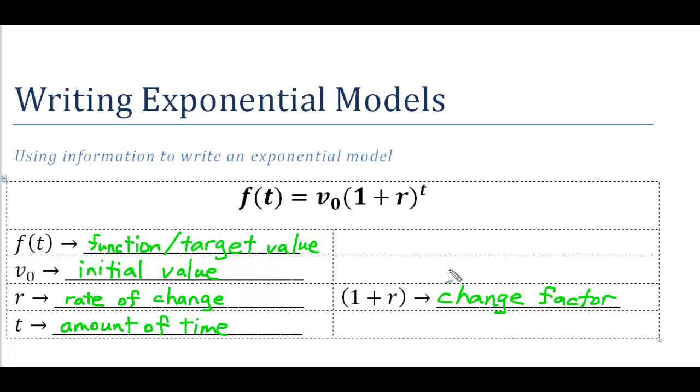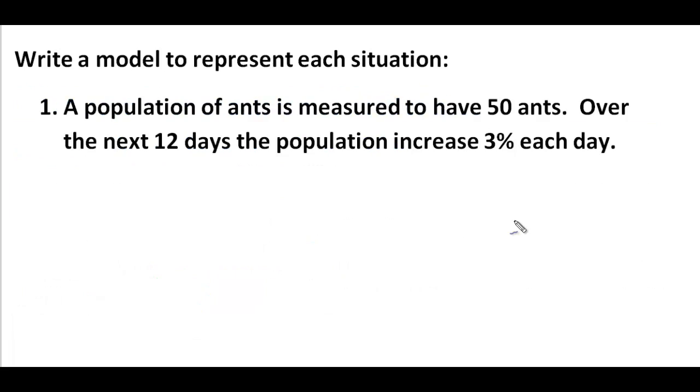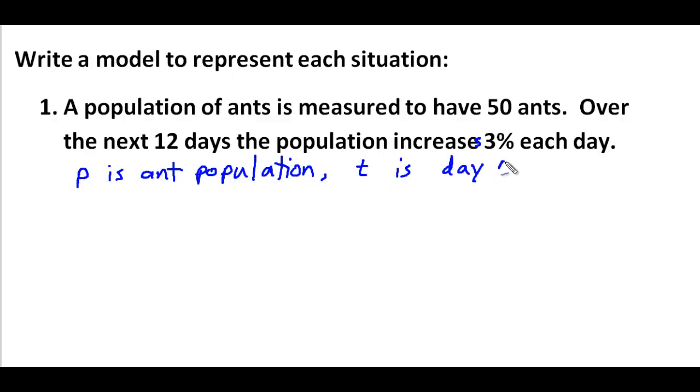So let's look at some examples of these things. Write a model to represent this situation. Population of ants is measured to have 50 ants. Over the next 12 days, the population increases 3% each day. So first of all, fix my grammar, that should be increases, not increase. So we have a population of ants. So I'm going to say P is ant population, t is day number.